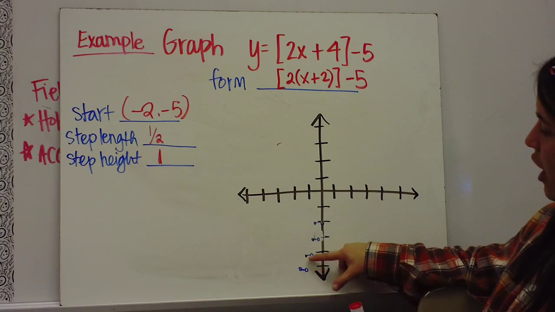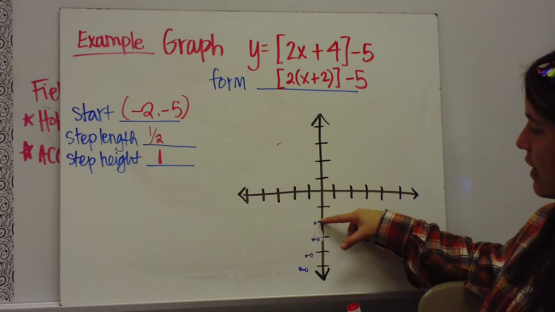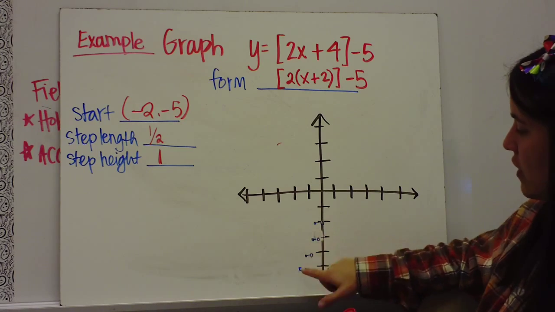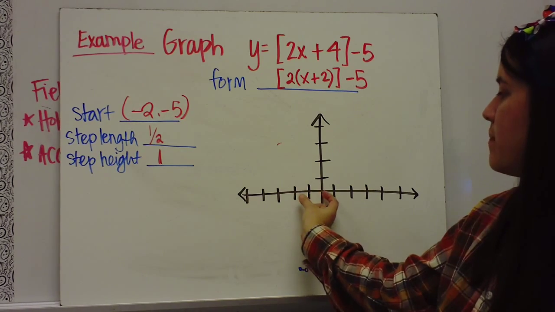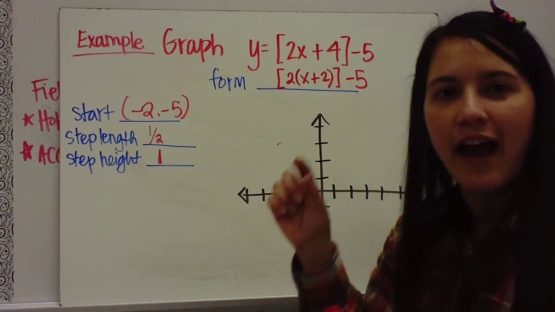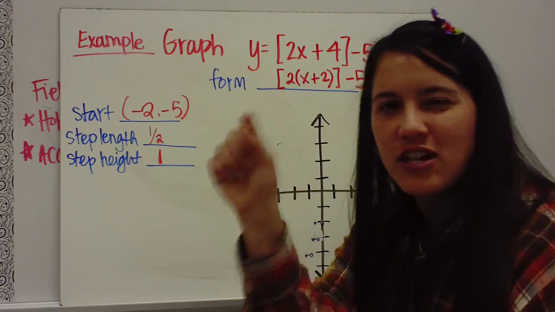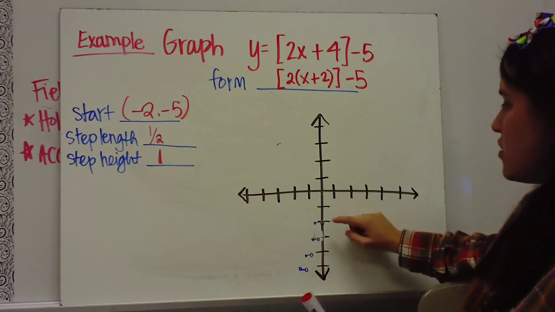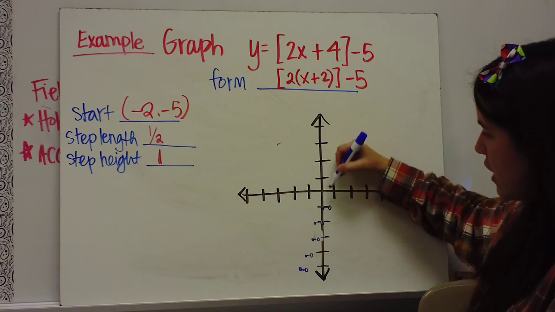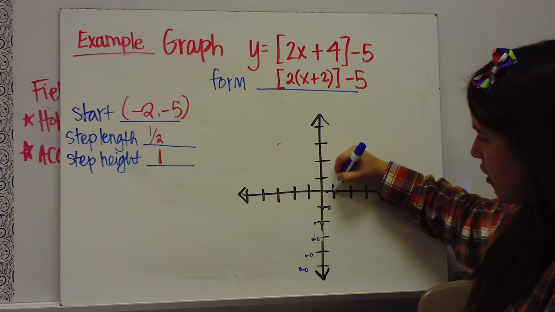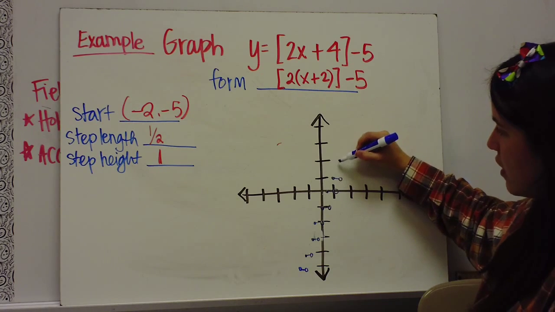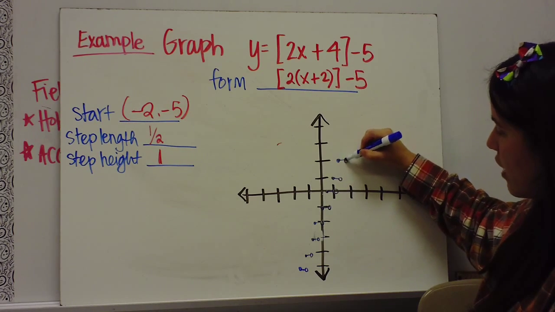So you can see I'm going up 1 unit each time, but my lengths are so little that I've only gone this space. I've gone 2 units in 4 steps. That's because I'm going a half a length each time. I'm not going 1 full length. So once I get here, I'm going to go up 1 unit and then over a half, and then up 1 unit and then over a half, up 1 unit and then over a half, up 1 unit and then over a half.